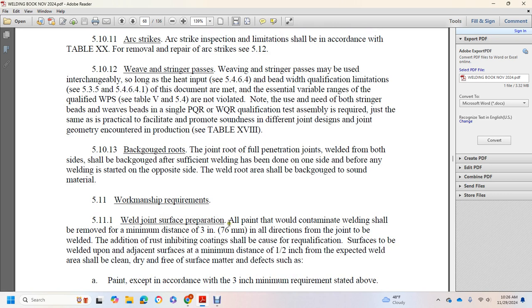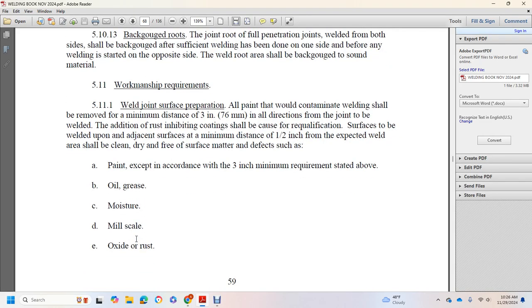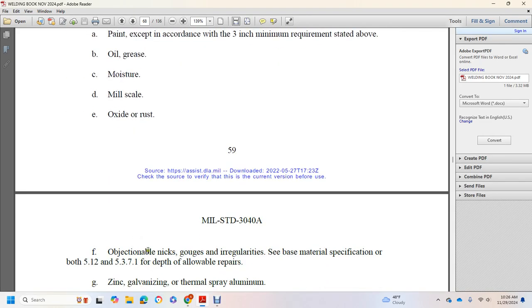Workmanship requirements. Welded joint surface preparation. All joints to be welded with contaminated surfaces should be cleaned, with a minimum distance of 3 inches. Joints to be welded with an added rust inhibiting coating should be cleaned of the coating on adjacent surfaces with a minimum distance of ½ inch from the expected weld. Surfaces shall be clean, dry, and free of surface material and defects such as paint, except the corners with 3-inch minimum requirements stated above. Oil, grease, moisture, mill scale, oxidizing, rust, objectionable tricks, nicks, gouges, irregularities.